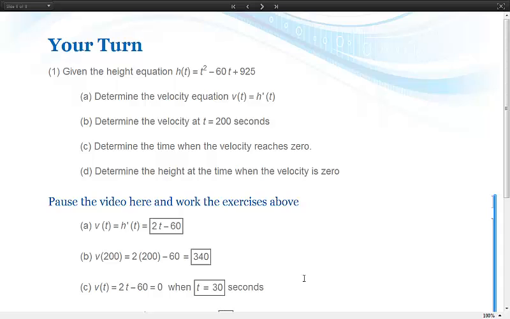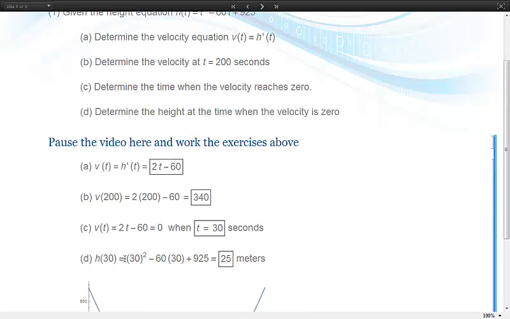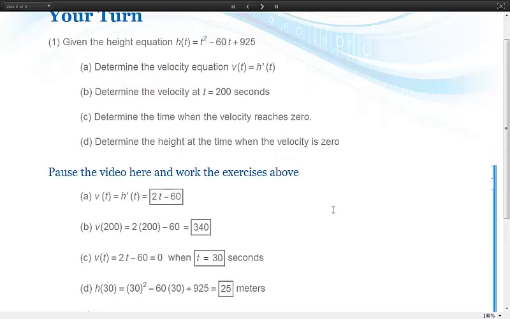And then finally, determine the height at that time. Well, we just found that the velocity is 0 at t equals 30 seconds, so we plug t equals 30 into my height equation to figure out the maximum height, or actually the minimum height in this case. So h of 30 is 30 squared minus 60 times 30 plus 925. That's plugging 30 seconds into my height equation, and you get 25 meters.